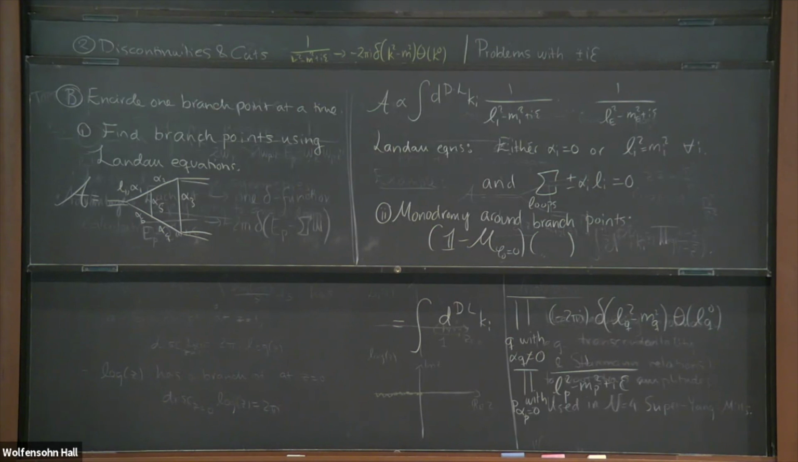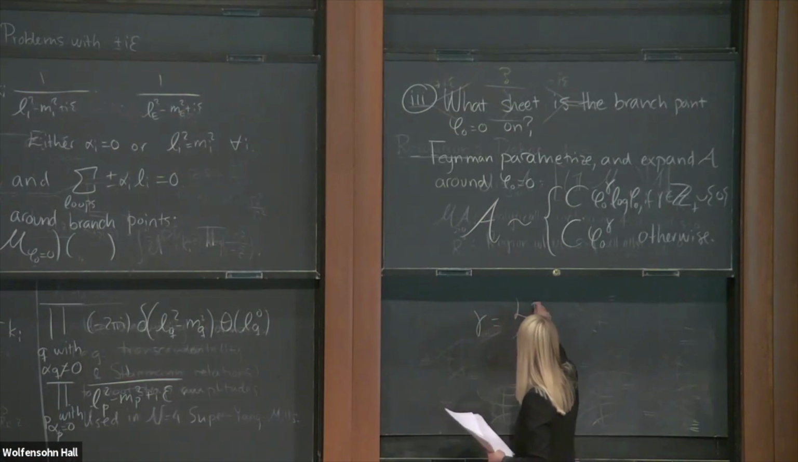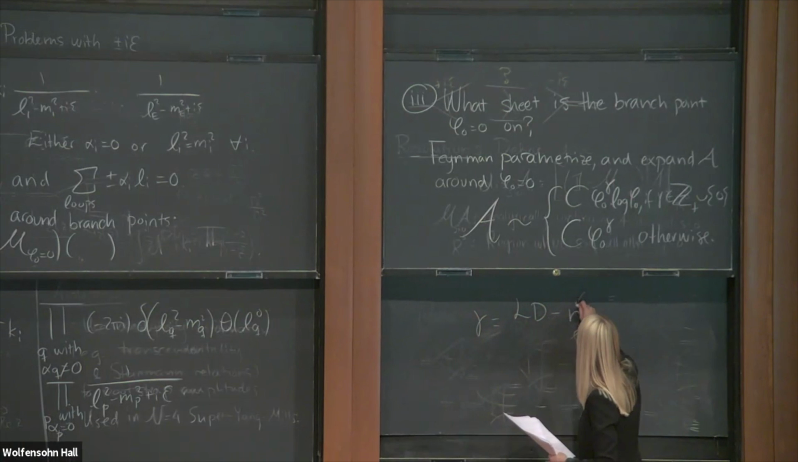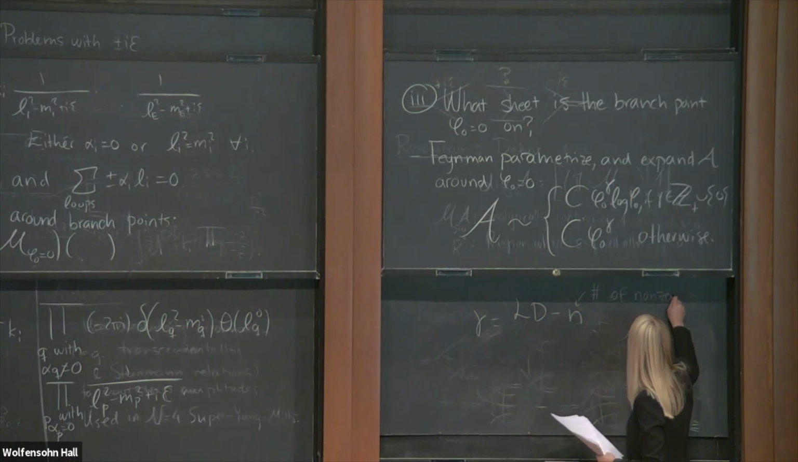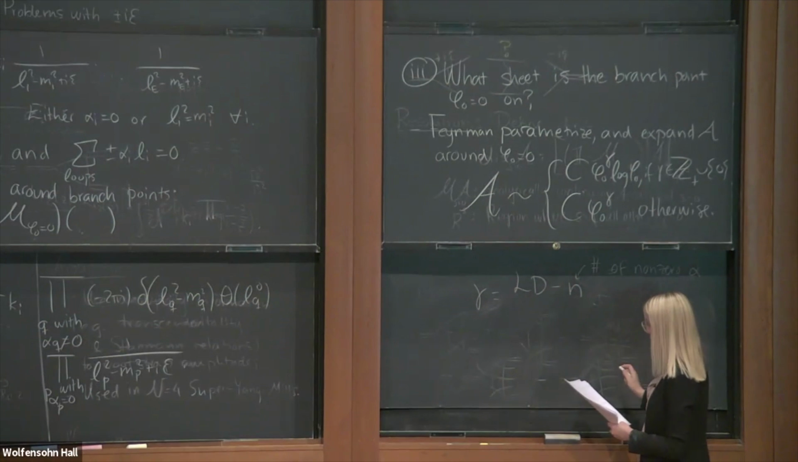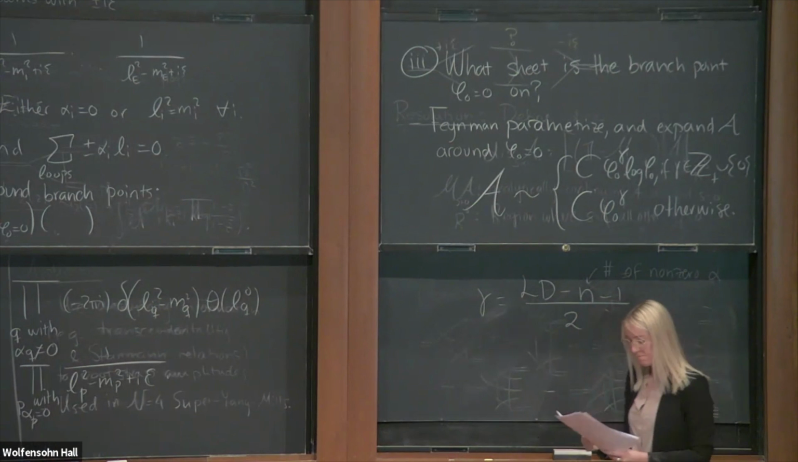And gamma here is loops times dimension, plus the number of non-zero Feynman parameters alpha, minus 1, over 2.